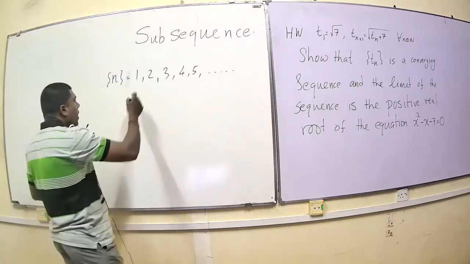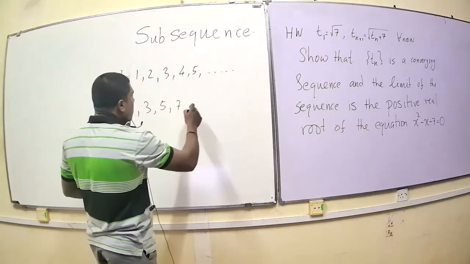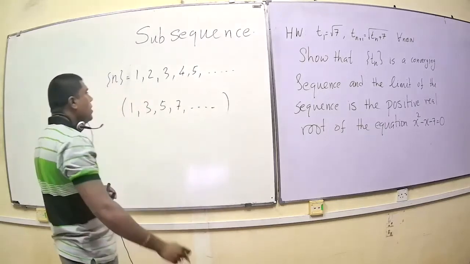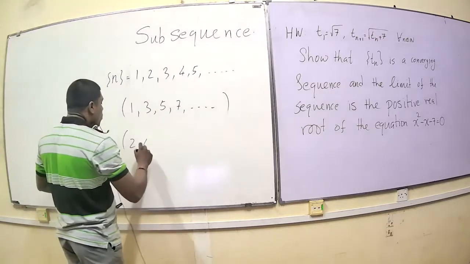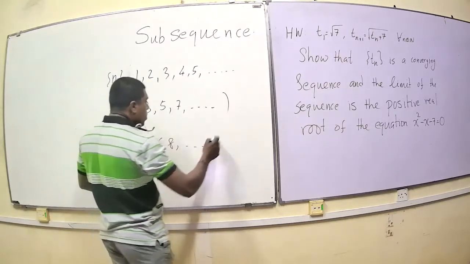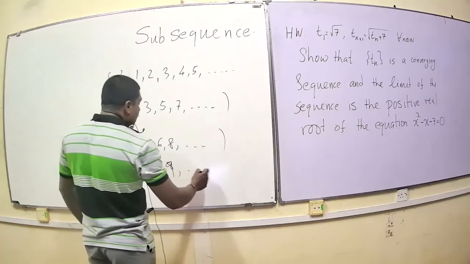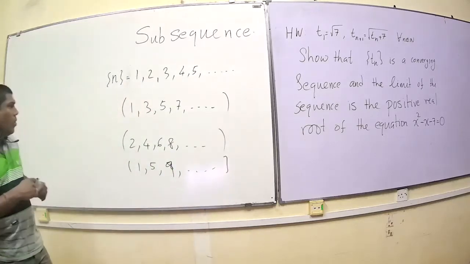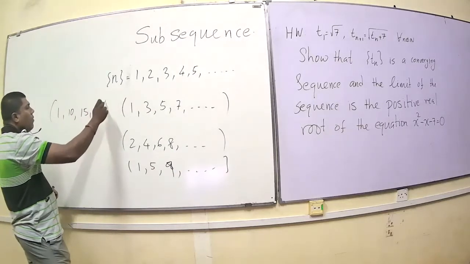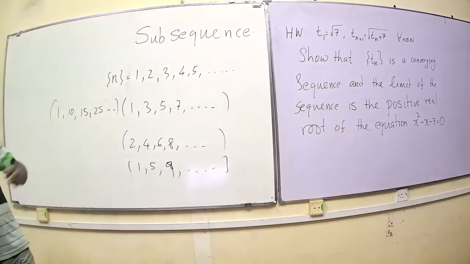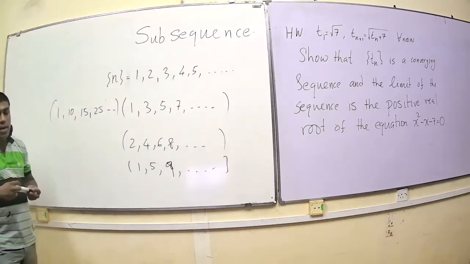From this, you can pick a small piece: 1, 3, 5, 7, and so on. Or you can pick something else like 2, 4, 6, 8, and so on. Or you can pick 1, 5, 9, and so on, some kind of a pattern. Or you can pick 1, 10, 15, 25, and so on. So you can always get a sequence from within a sequence.